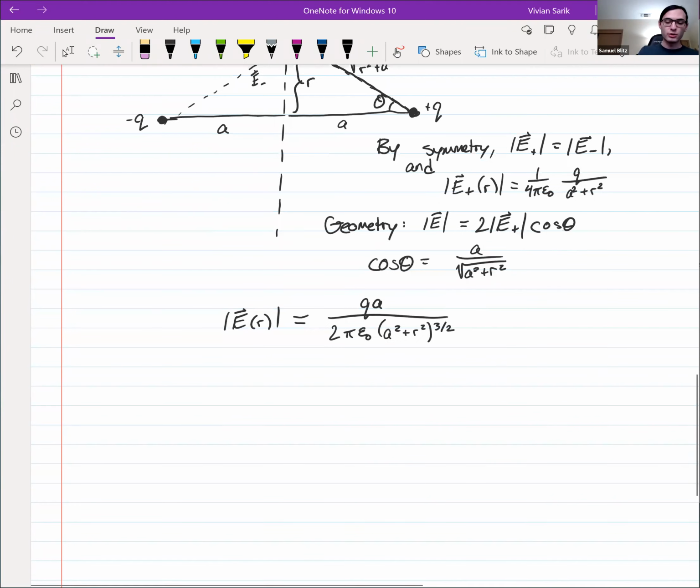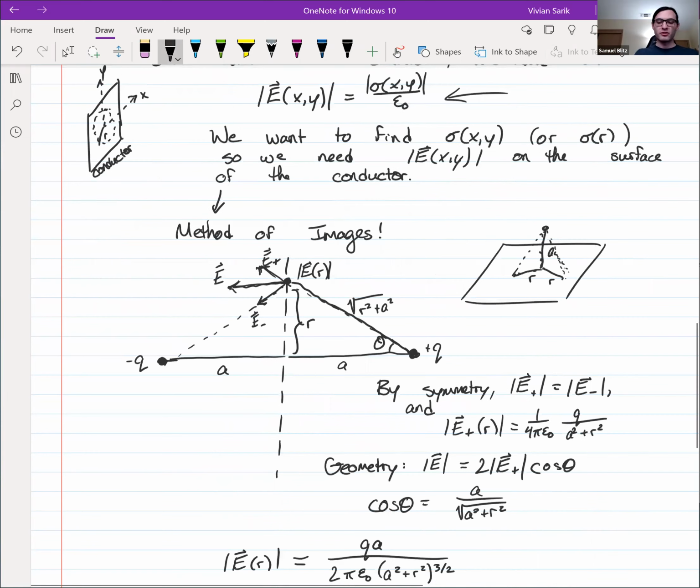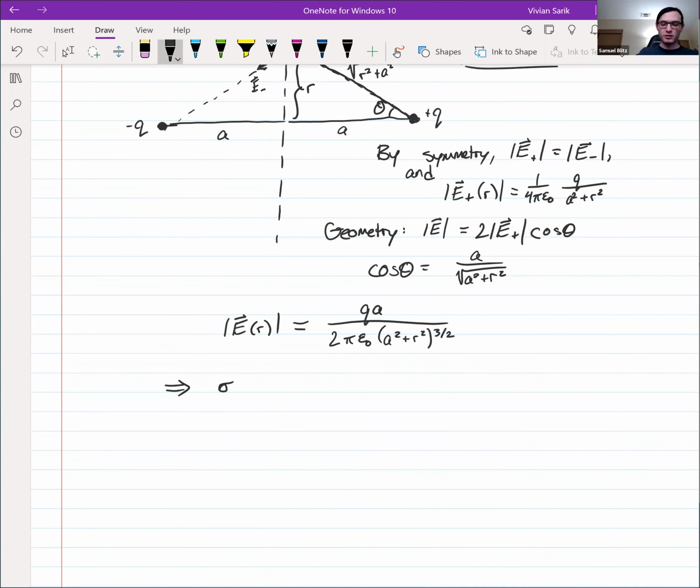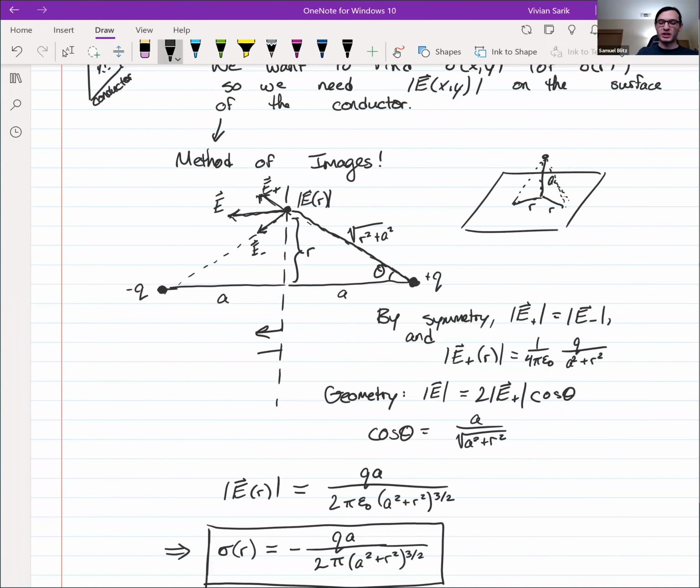And so what we can find using Gauss's law, using our relationship we derived from Gauss's law up here, is that the charge density at a given distance from the center on the conductor is QA over 2 pi A squared plus R squared to the 3/2. And I'm actually going to put a minus sign in front of here. The reason is that we know the electric field lines are supposed to go into the conductor, right? The electric field lines should be pointing into the conductor because they're coming out of the positive charge.